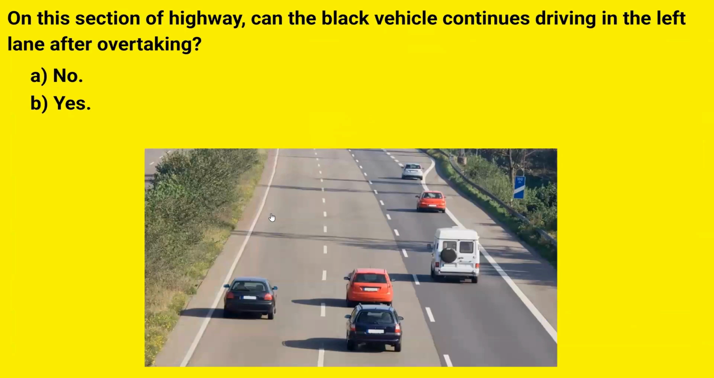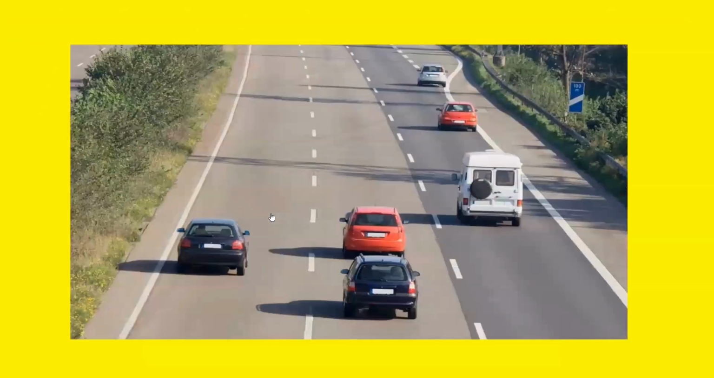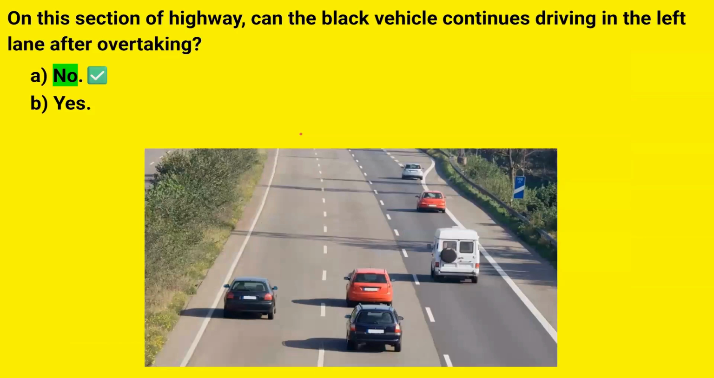Next question. On this section of highway, can the black vehicle continue driving in the left lane after overtaking? Now, look at this image. The black vehicle is overtaking the other vehicles over here, the red vehicle and the blue vehicle. So they are asking, after overtaking these vehicles, can it continue driving in the left lane? No. We have to come back to the right lane again after overtaking. We cannot continue our driving in the left lane on interurban roads. So option A is the right answer? No.